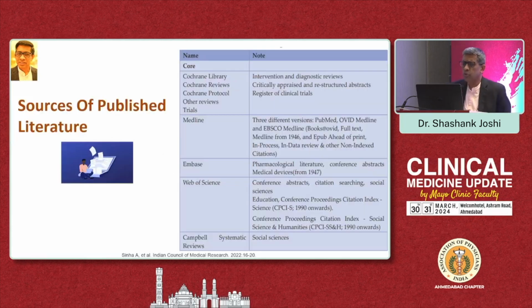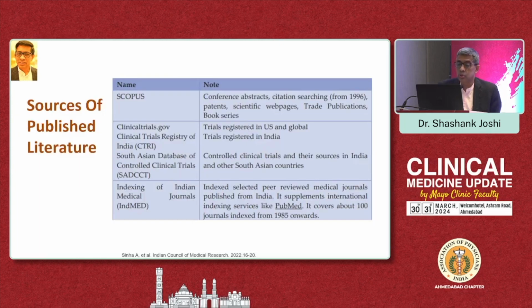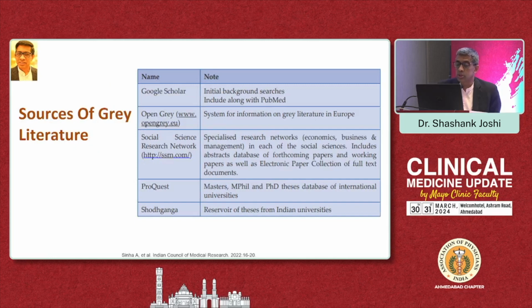We have a lot of core sources of published literature, like Cochrane reviews and Medline, Embase, the Web of Science, the Campbell Systematic Reviews, Scopus, CTRI, and the like. Google Scholar is great literature, I found. Open Grey sourcing is available now in Europe. We have SSRN, ProQuest, and Shodhganga from Indian university repositories, and so on and so forth.